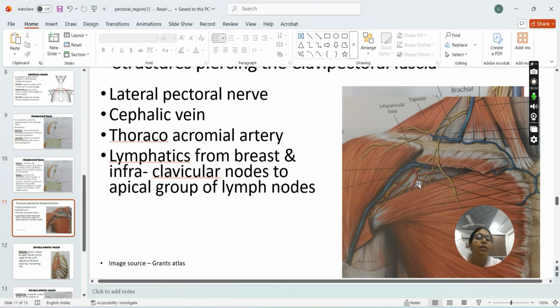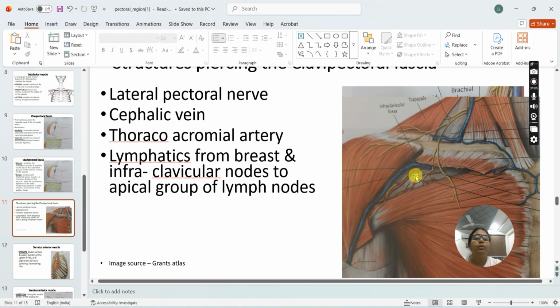Now you see what all things are emerging out. You can see one vein going deep, piercing the clavipectoral fascia. That vein is the cephalic vein. The cephalic vein is a superficial vein of the upper limb which pierces the clavipectoral fascia, makes a 90-degree bend and opens into the axillary vein. Okay. Then you can see one artery here which immediately divides into 4 branches. This artery is a branch of the axillary artery. The name of this branch is the thoracoacromial artery.